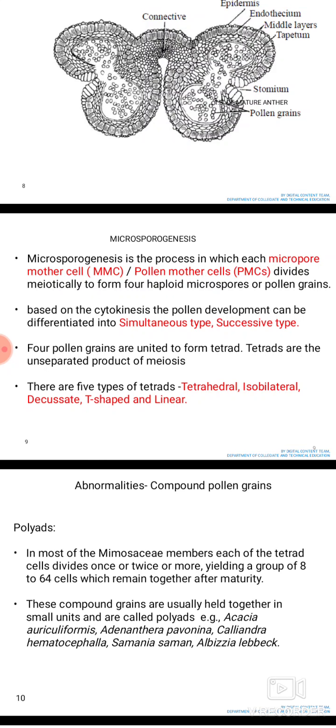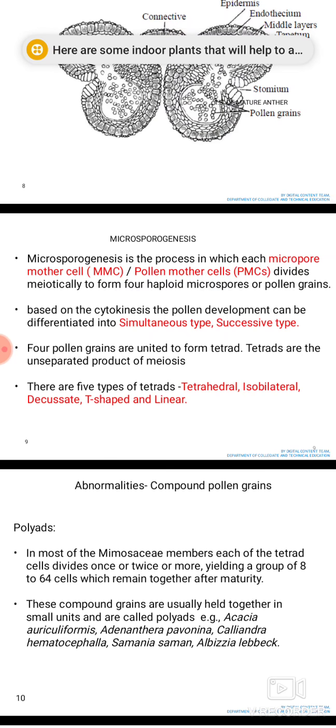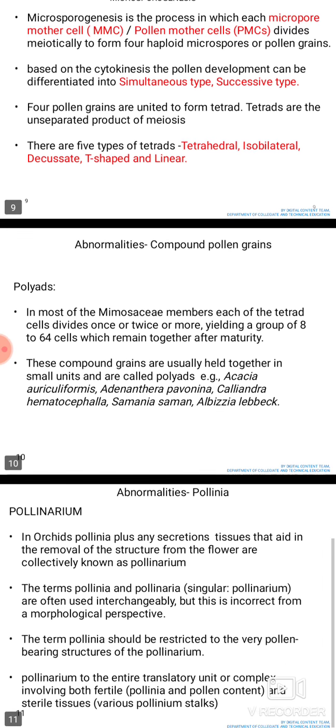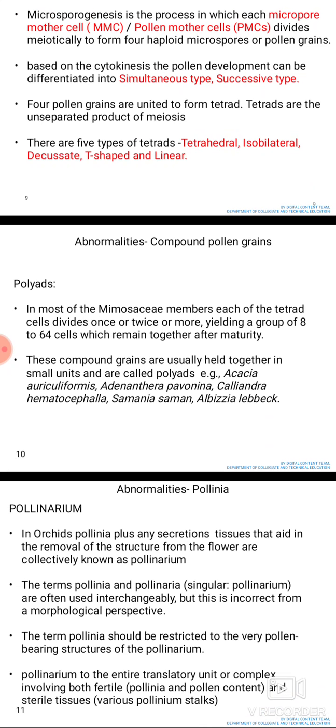Sometimes we come across abnormalities with regard to the structure of the pollen grain. In most of the Mimosaceae members, each of the tetrad cell divides once or twice or more yielding a group of 8 to 64 cells which remain together after maturity. These are known as compound grains and they are held together in small units and hence they are known as polyads. The example for this is the species of Acacia, then Samanea saman, Albizia lebbeck, etc.